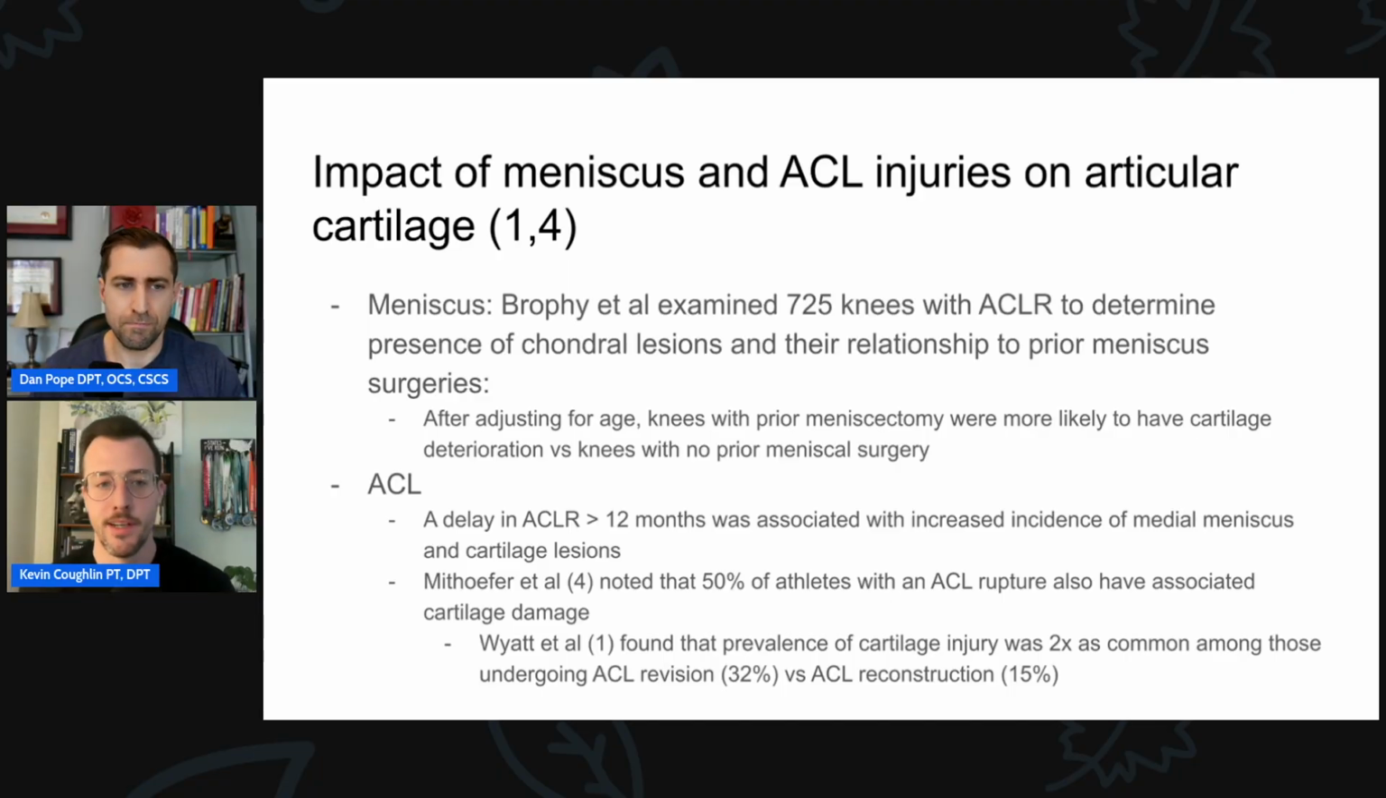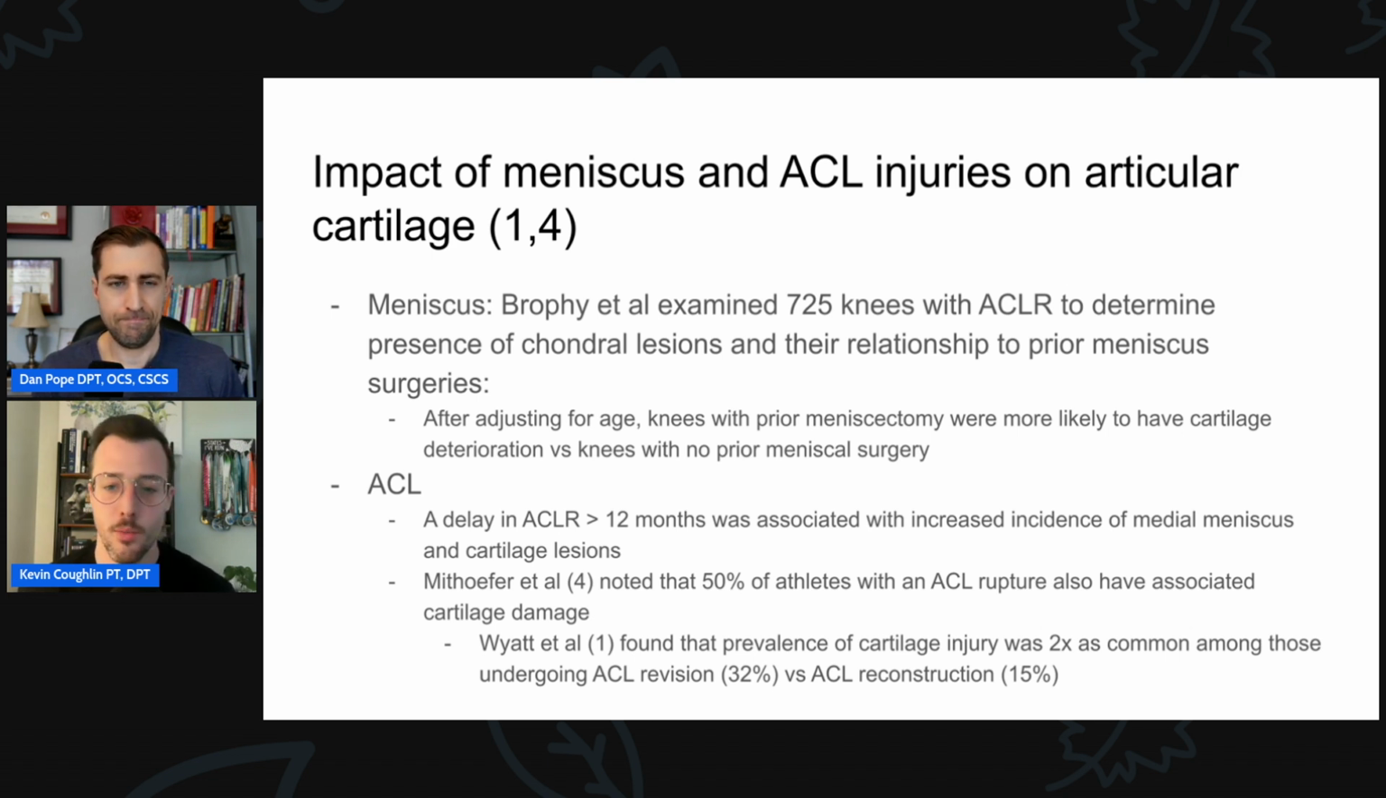Yeah, and I thought this was really interesting here, just because we see so many ACL and meniscus injuries at work. What's the impact of a meniscus and ACL injury on the articular cartilage? There was a study by Brophy et al. They examined 725 knees with ACL reconstruction to determine the presence of chondral lesions and their relationship to a prior meniscus surgery. After adjusting for age, which was pretty cool, I think, knees with prior meniscectomy were more likely to have cartilage deterioration versus knees with no prior meniscal surgery.